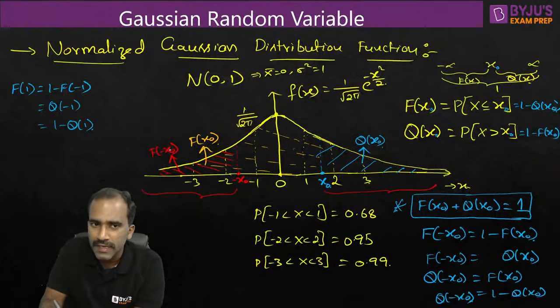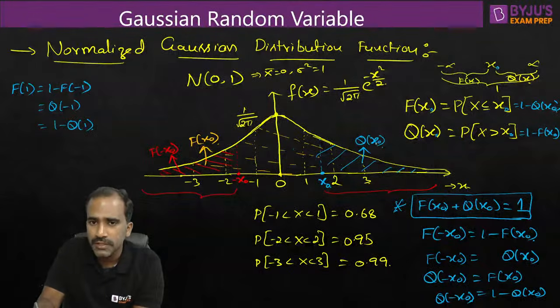Okay, next, F of minus x naught. The meaning of the F function is the same: we want to find the area till that point. Till minus x naught, you are going to find the area. From minus infinity till that point, you find the area. This is my F of minus x naught.